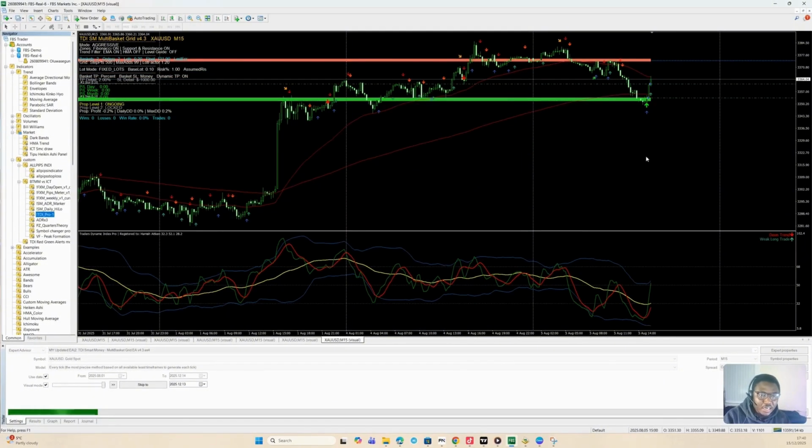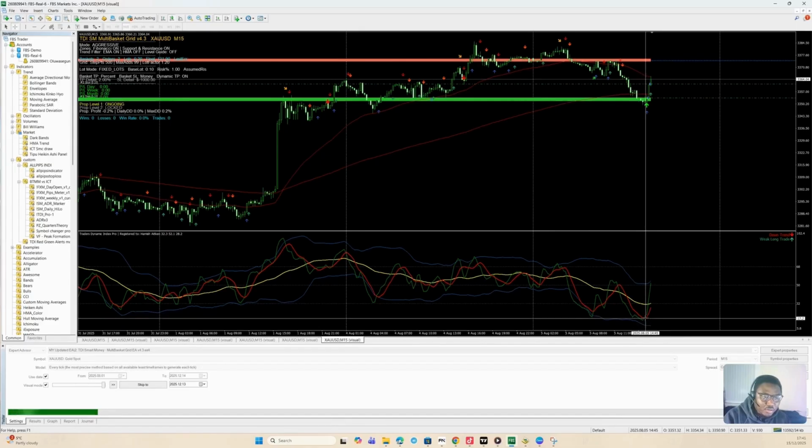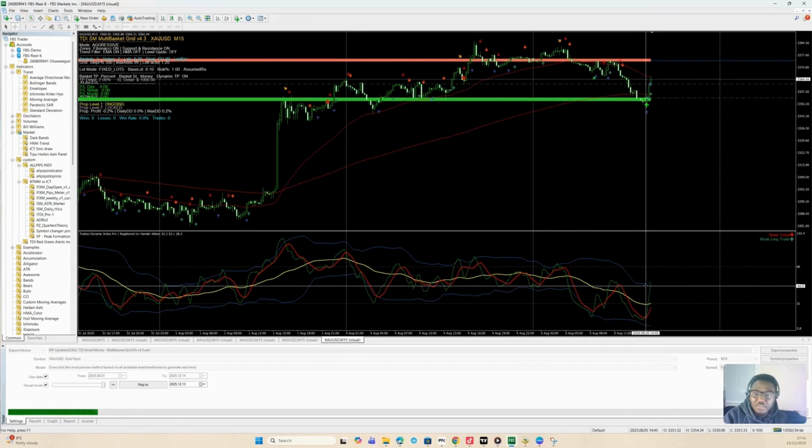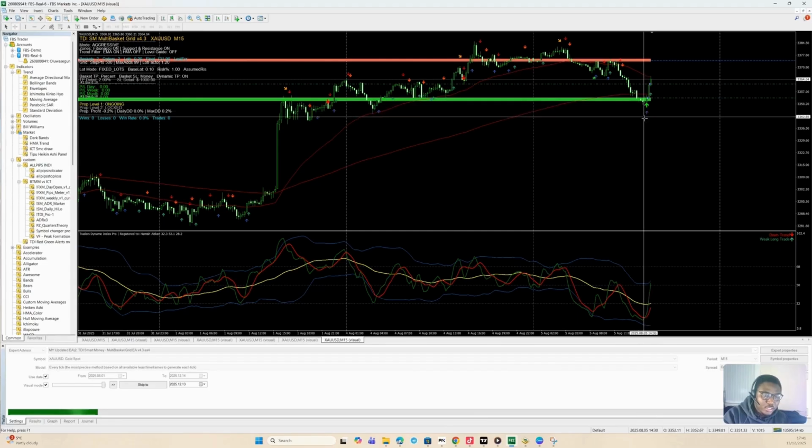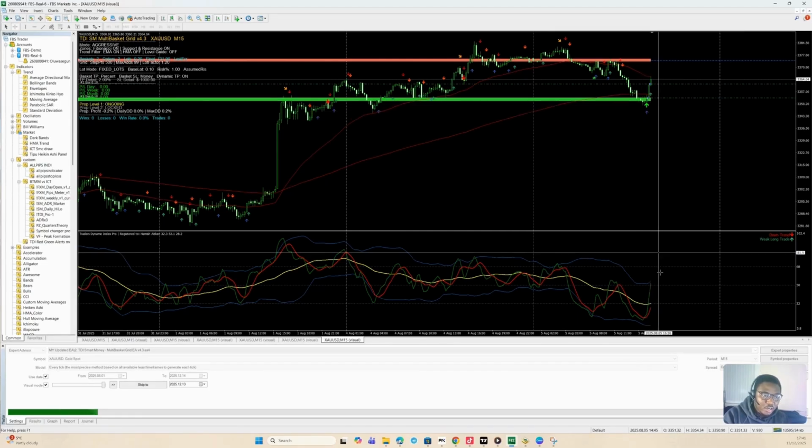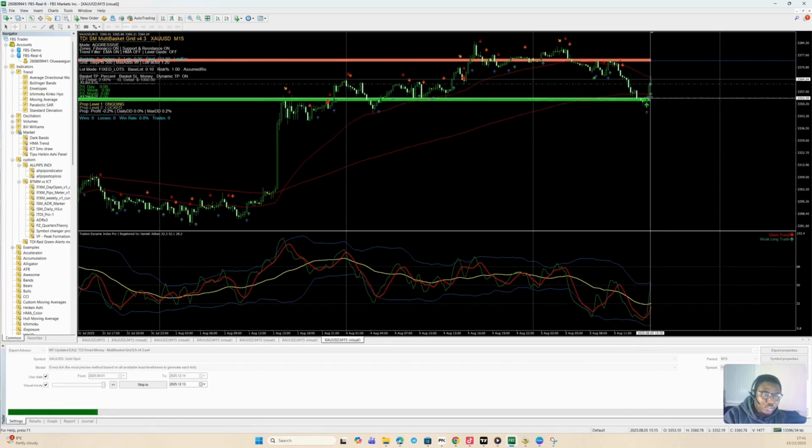What you can see now is, look at this, we have the TDI cross. This is level 50. Level guide is off, so regardless of where the price is crossing, the signal will also come up. So we have two signals coming up. The first one is the TDI cross. The second one is the market baseline cross.